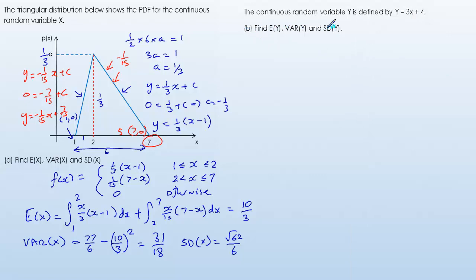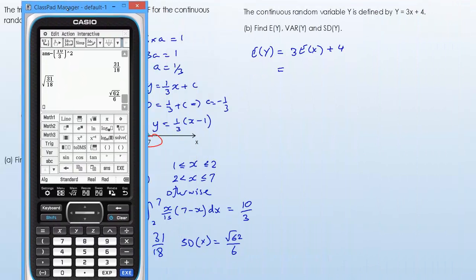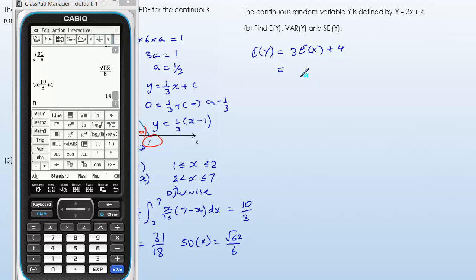The continuous random variable y is defined as y is 3x plus 4. So to find expectation of y, we know that that's going to be 3 times the expectation of x, add 4. So we can calculate that. So that is going to be 3 multiplied by 10 over 3. Could do that in my head. I don't know why I've used the calculator. Never mind. We're there now. Add 4. Gives us 14.